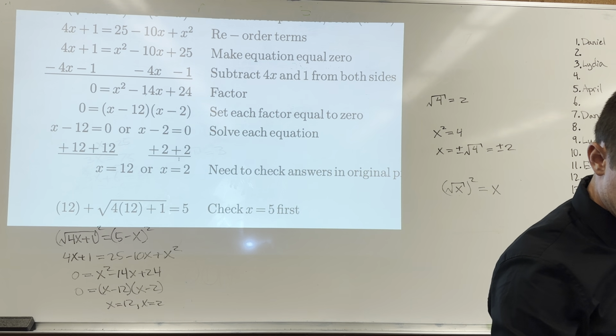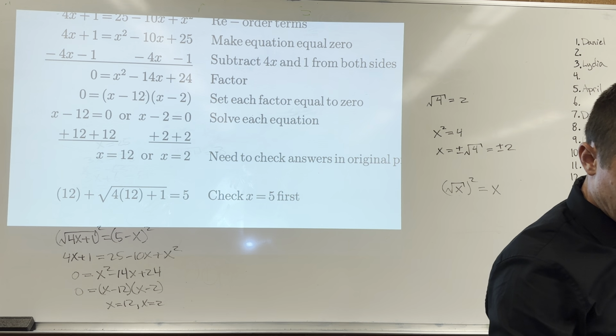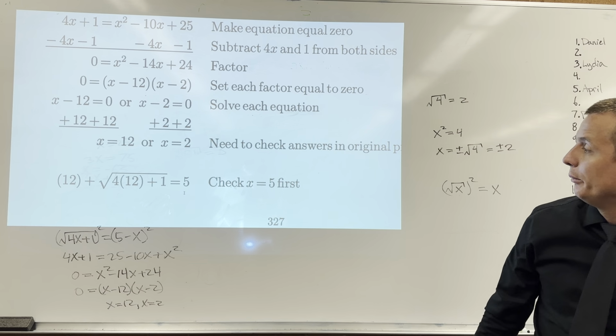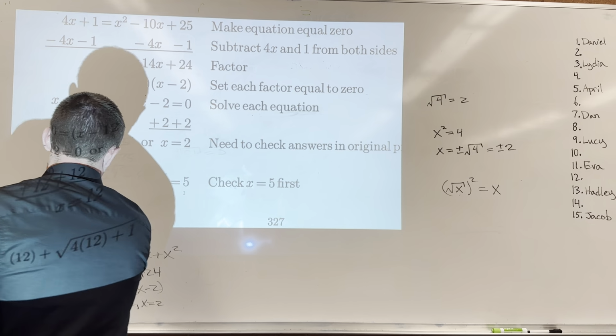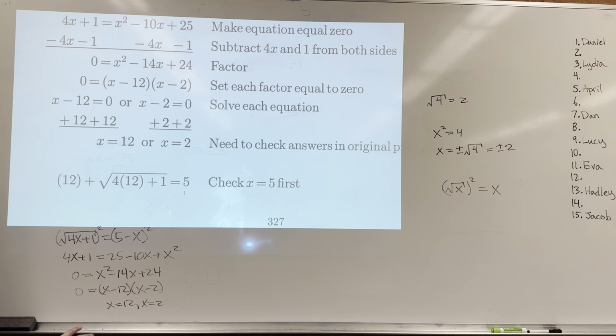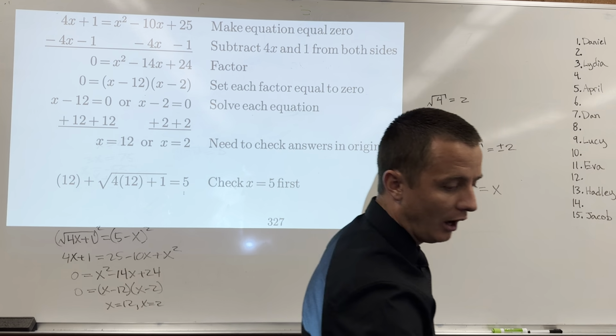Why do they still have the x on that side? Oh, let's see. Oh, it might not be as simple as making sure the radicals work. So once we have these two answers, unfortunately, the only thing you can do is plug it all the way back in to make sure the answer worked. So no trick to it other than plug it back in.